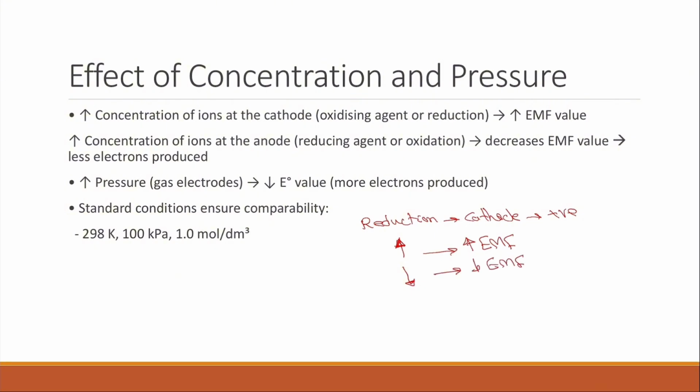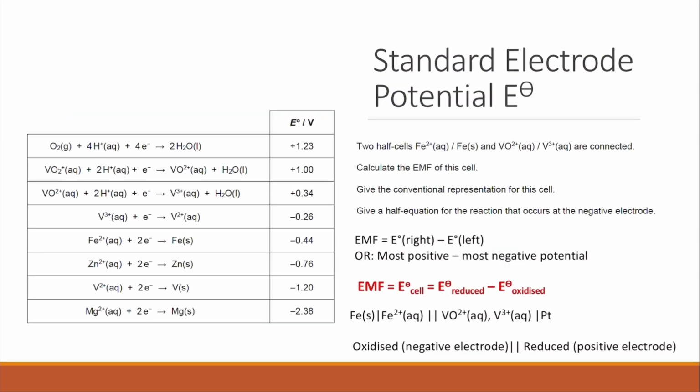And we can say the opposite for the oxidation. For the oxidation reaction, if you increase the concentration of the ions at the anode where the oxidation takes place, then that will decrease the EMF value. And vice versa again: if you decrease the concentration of the ions at the anode, that will increase the EMF. Also, the pressure can play a role. Increasing the pressure will decrease the standard electrode potential. This is why we need to measure everything under standard conditions.